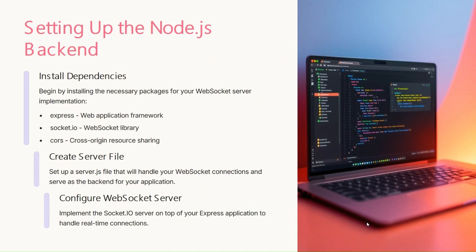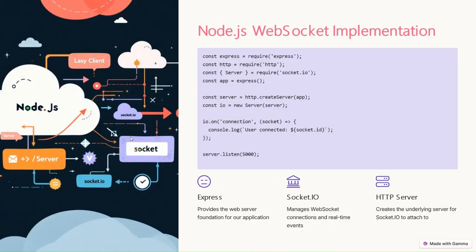Now we'll move to the coding section, guys. Here we are using Node.js as a server, so that is the backend. To use that backend, there are some dependencies that we need to install. First is Express, then Socket.io, that is the WebSocket library, then CORS. After that we need to create one server file, then configure the WebSocket server. So this is our backend, guys, and for that we need to create a backend file, right? That we will also see.